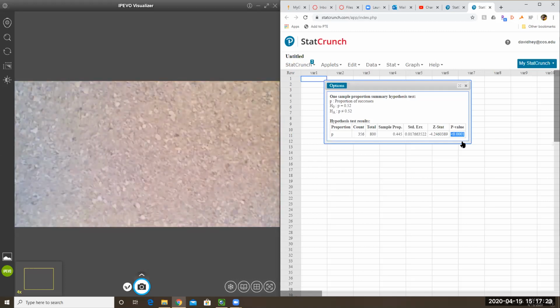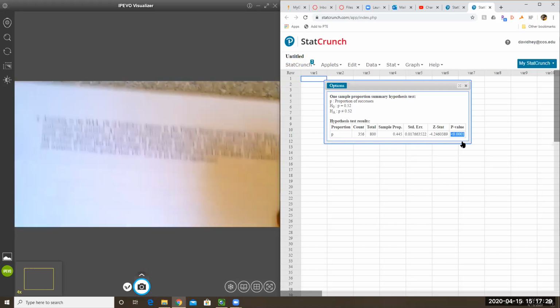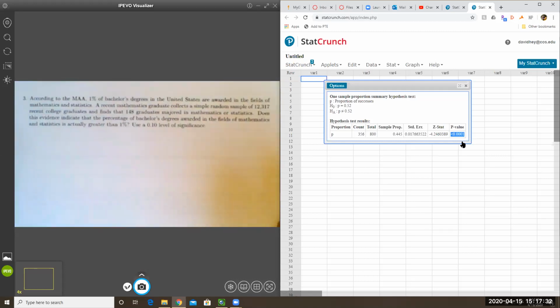Okay, I think I have one more example. So one more example, number 3. It says, according to the MAA, 1% of bachelor's degrees in the United States are awarded in the fields of math and statistics. A recent math graduate collects a simple random sample of 12,317 recent college grads and finds that 148 graduates majored in math or statistics. Does this evidence indicate that the percentage of bachelor's degrees awarded in the fields of math and statistics is actually greater than 1%?